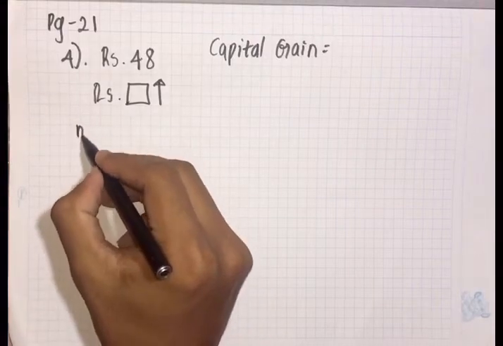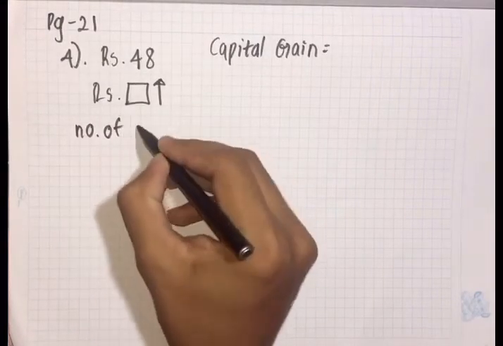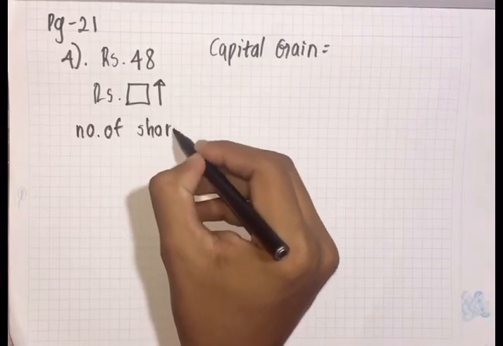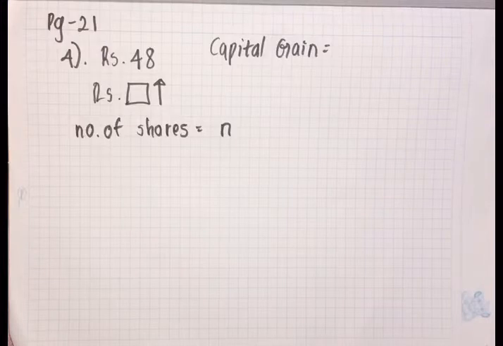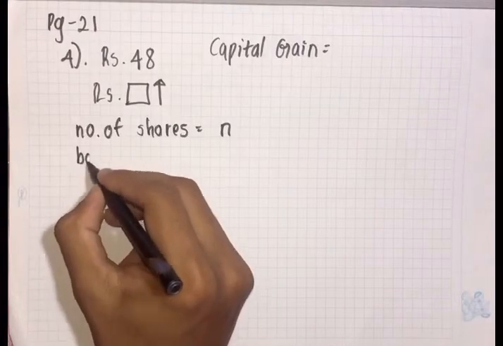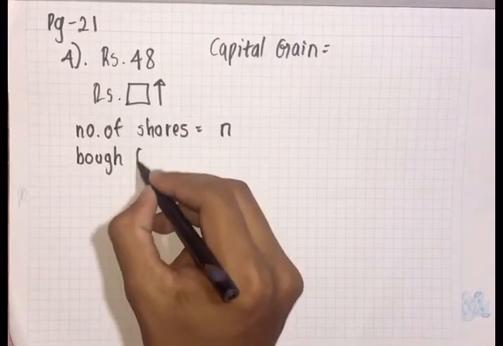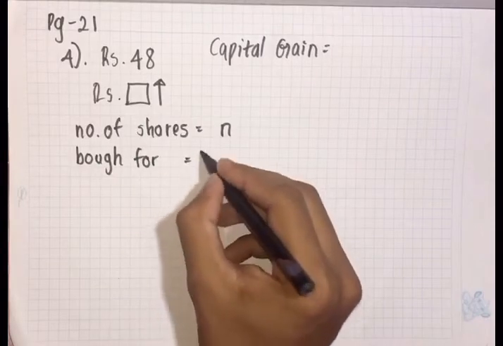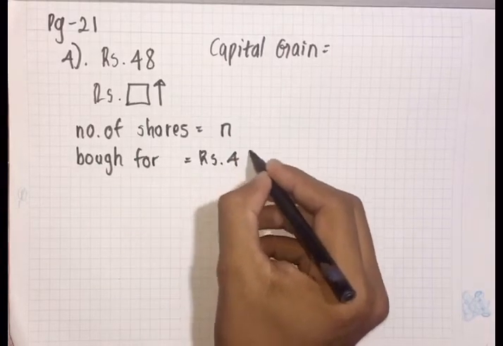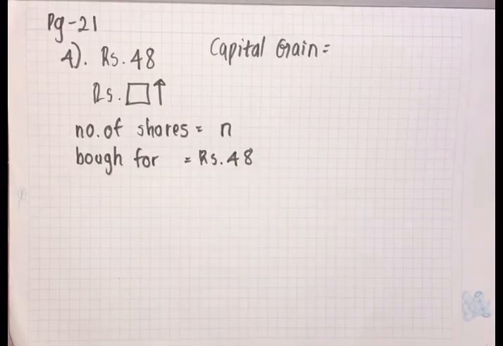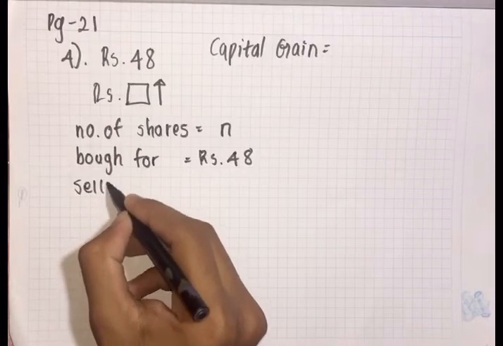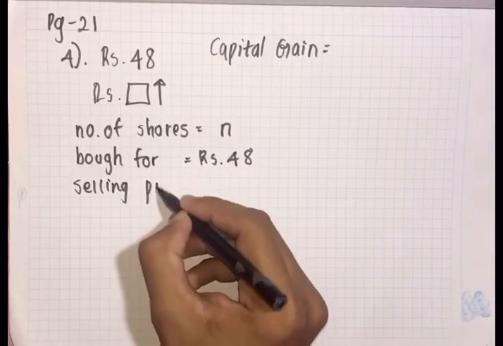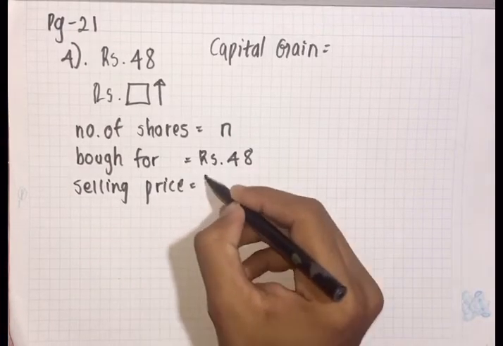Do you know the number of shares he bought? You don't know. Even you can't find it now. Therefore, I'll say he bought n number of shares. Is that clear? Okay. He bought for how much? You know that. Bought for one share, 48 rupees. For how much did he sell one? That you don't know. That is what you have to find out. I'll call it selling price, X.